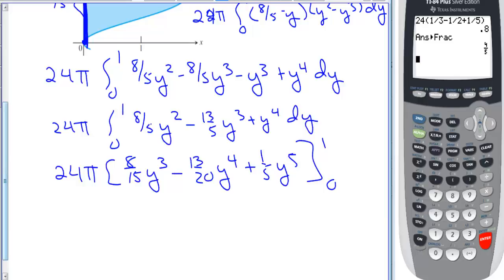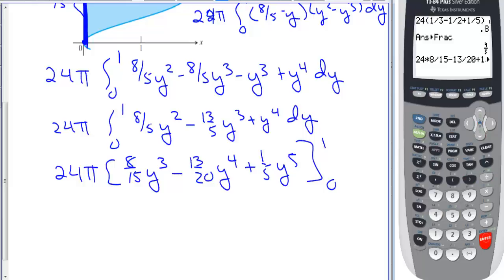So this is the point where I reckon just use your calculator. 24 times 8/15 minus 13/20 plus 1/5.